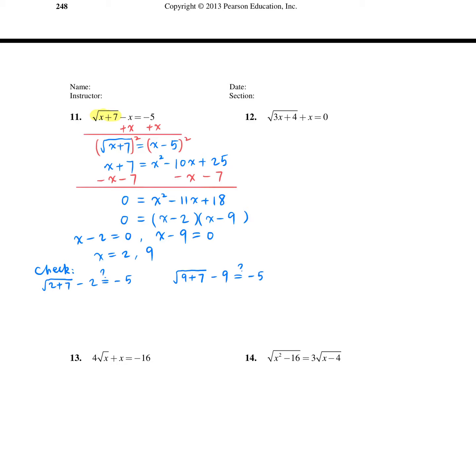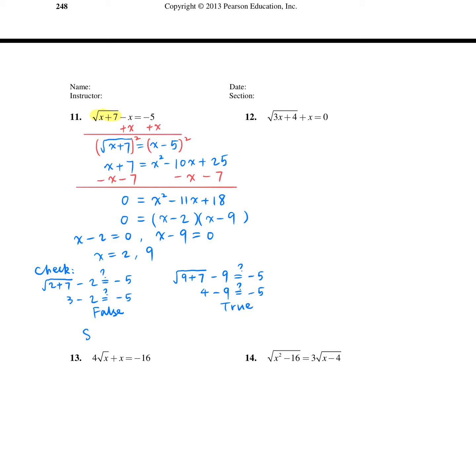First one is radical 9, that's 3. So 3 minus 2, is it the same as negative 5? Well, definitely not, because 3 minus 2 is 1. On the other side, it's radical 16, which is 4. So 4 minus 9 is negative 5. Well, yeah, it is true.